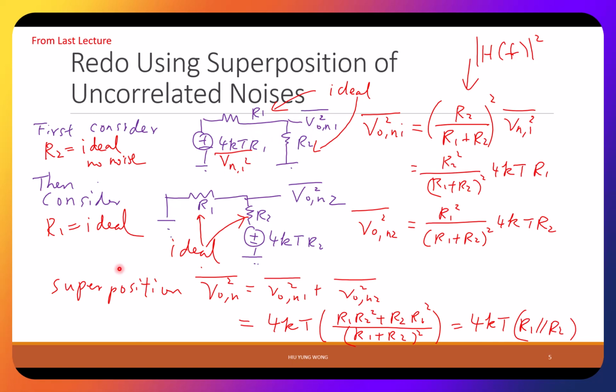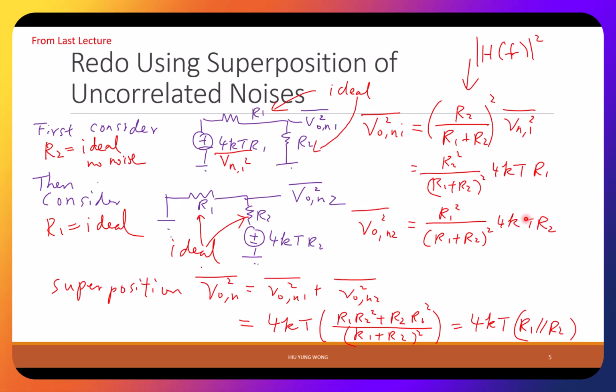Then we consider R2. This time we assume R1 is ideal. We are doing superposition. Superposition means that we assume the excitations one by one and then add them together later. So now R1 is ideal, so no noise source, but R2 has a noise source, and since it is R2, it's 4kT R2. And our question is, at this output node, how much noise do we have?